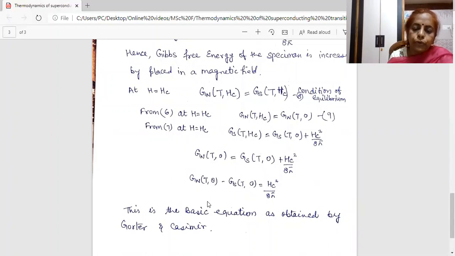So we have today derived the change in the Gibbs free energy in the normal state and superconducting state. Knowing the Gibbs free energy, we can find out the specific heat of the system. In my next lecture, we will determine the difference in the specific heat of the system.